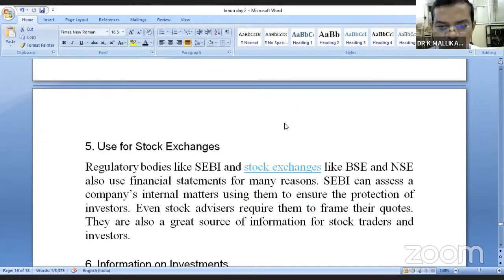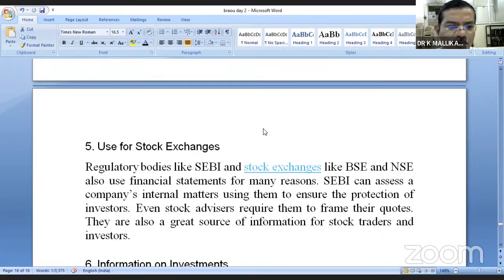And the use for stock exchanges. The regulation bodies like SEBI, other stock exchanges, BSE, NSE, and other agencies want to know the company's performance. I will show you how this data will be useful to the management and stock brokers, right? Stock brokers want company data for knowing the company's performance. SEBI also knows the company's performance. SEBI is a watchdog of both BSE and NSE, right?